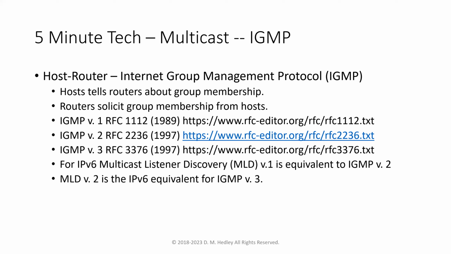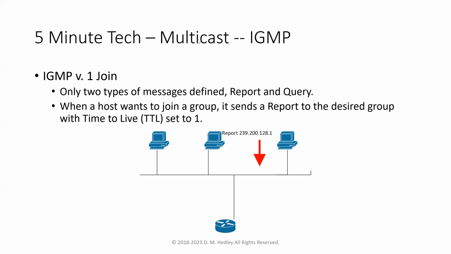And with IPv6, they had already learned their lessons, and so built MLD version 1 to be equivalent to IGMP version 2. So the versions are off by one number. There are the RFC numbers. Okay, let's do this thing.